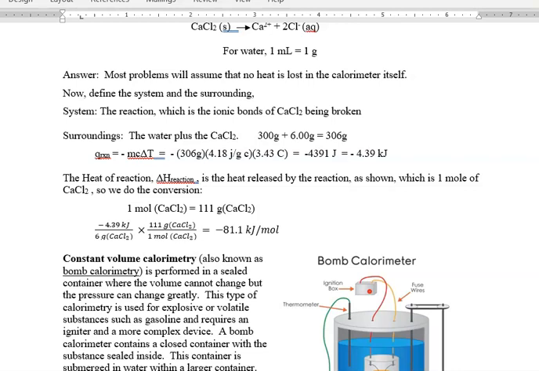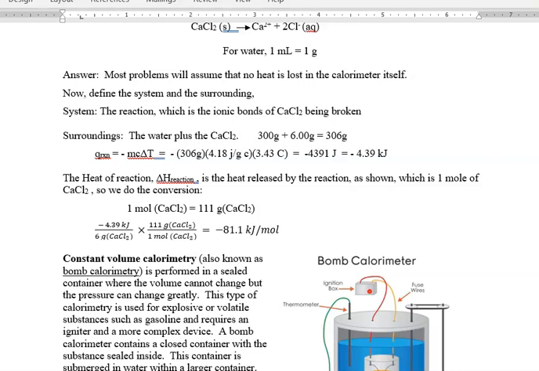So the heat of reaction, delta H of reaction, is the heat released by the reaction as shown, which is 1 mole of calcium chloride. So you use a grams to mole conversion to figure out how many moles is 6 grams of calcium chloride. So that's done below, and it's 111 grams of calcium chloride for every mole. And you were using 6 grams of calcium chloride, so that'll tell you how many moles you have.